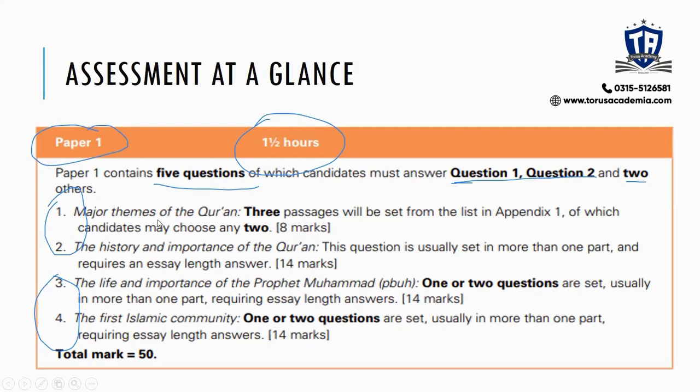So the first topic is from the Quran, the major themes of the Quran. You get passages of the Quran, and this question is worth 8 marks. Next is the history and importance of the Quran. The third topic is the life and importance of Prophet Muhammad ﷺ, and the fourth one is from the Islamic community.